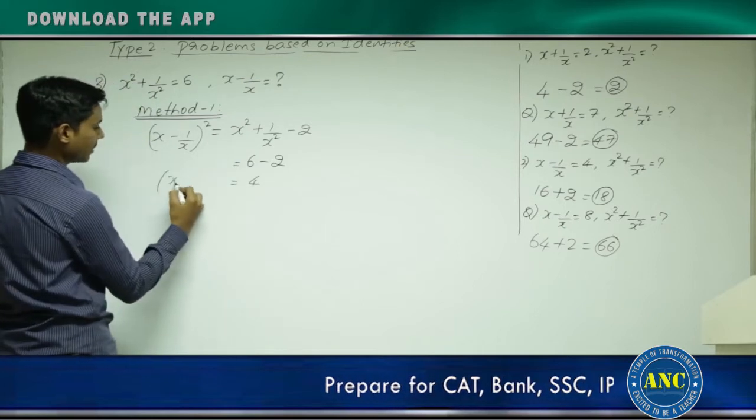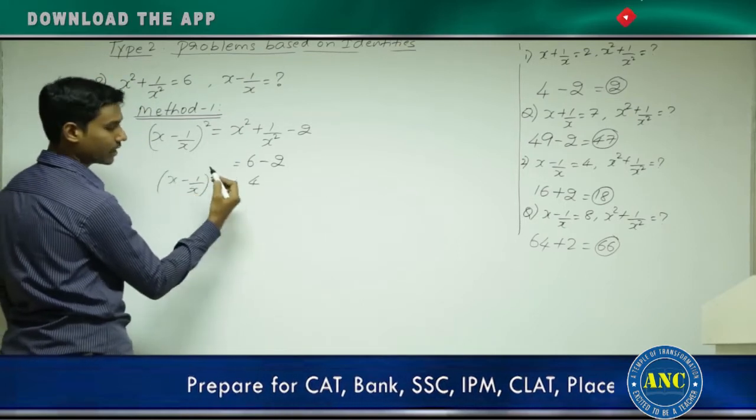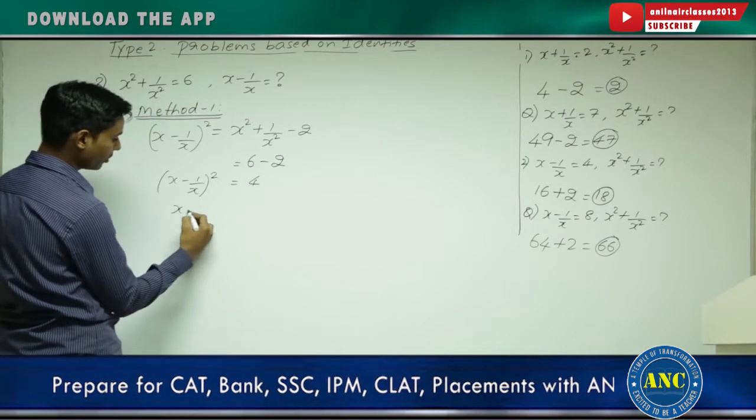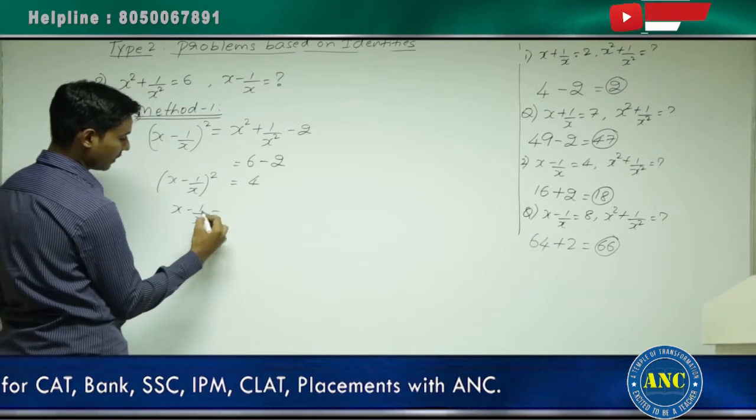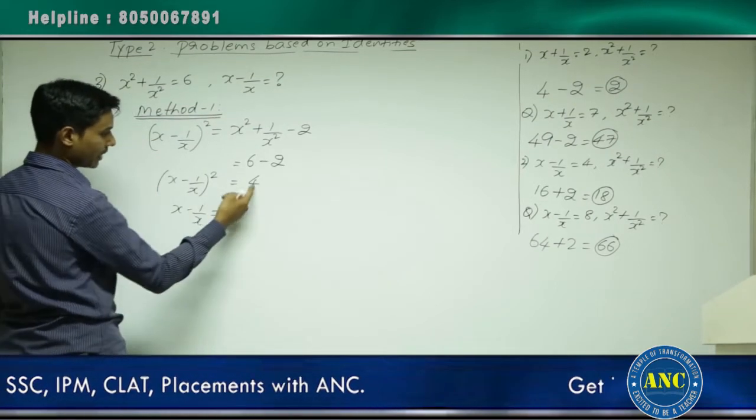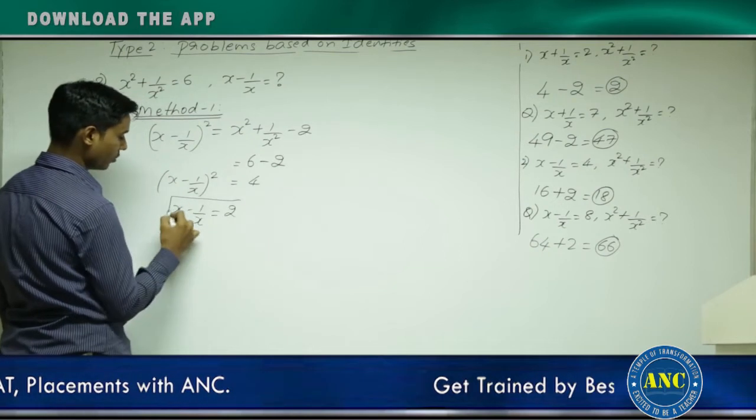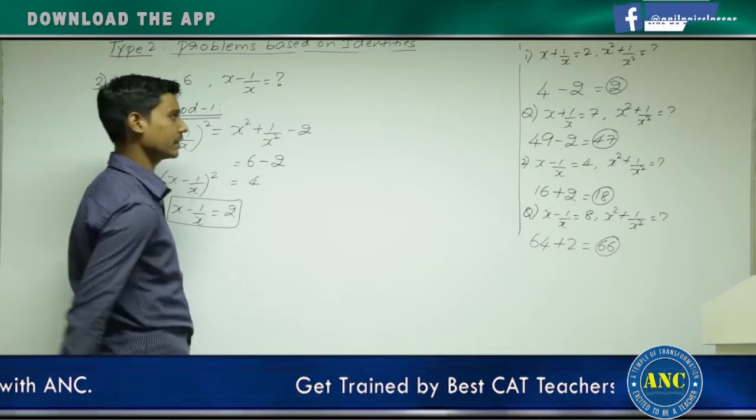But 4 is nothing but the value of x minus 1 by x whole square. But I don't require the whole square, I require only x minus 1 by x. x minus 1 by x is the square root of 4. Square root of 4 is 2. Right? This is method 1.